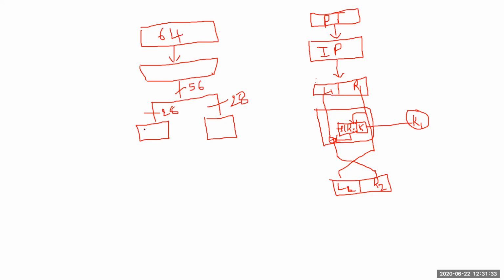Here a shift to left operation happens continuously. After the shift to left operation, the result is sent to the compression P box. Let me write the compression P box in short as CP, that is, compression P box.